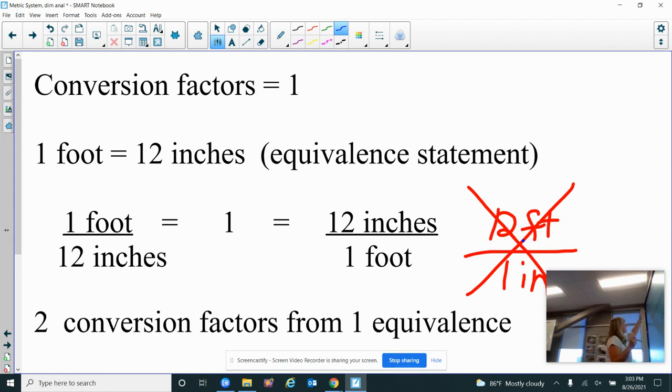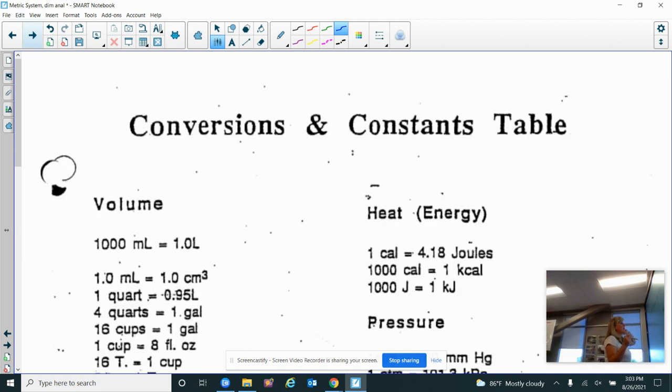Okay, so I am giving you a conversion table that you're allowed to use on quizzes and tests when we're doing conversion factors. You won't be allowed to use it on the metric quiz, which is just metric to metric, because you have to memorize all those metric prefixes and that. But for the conversions, you can use this table. If you can print off a copy, that'd be great. If not, in class I'll give you a copy of it.